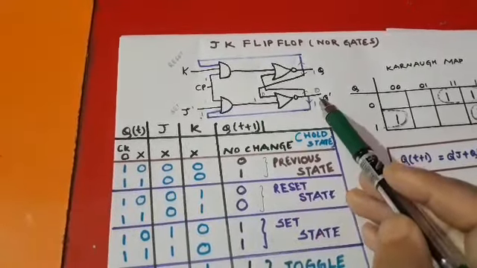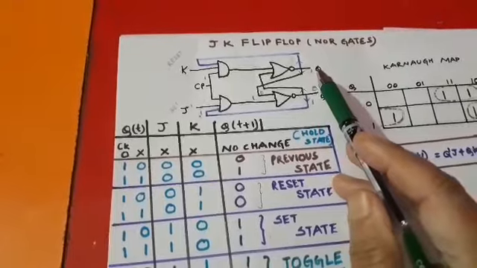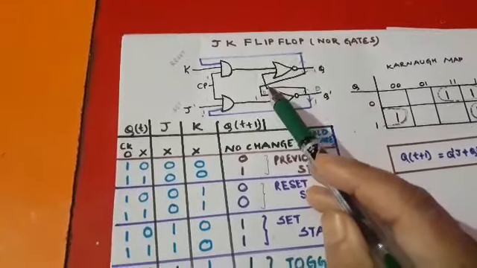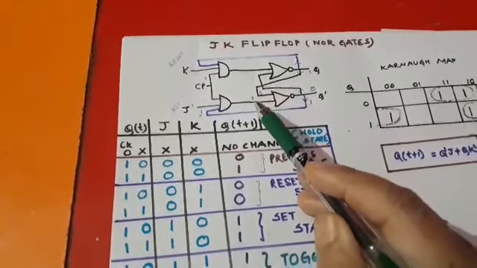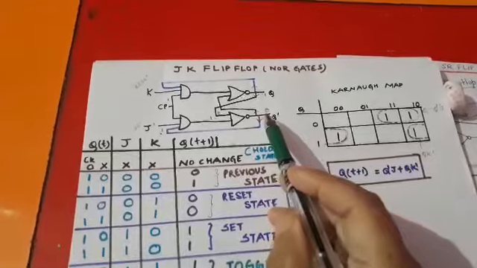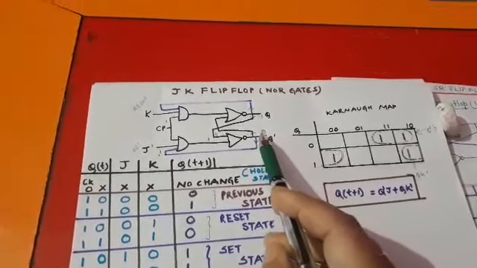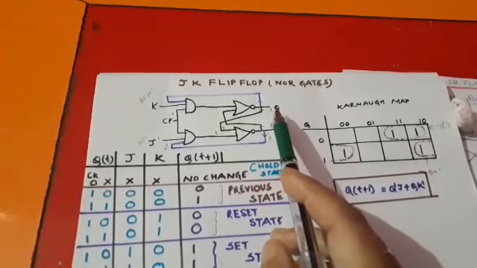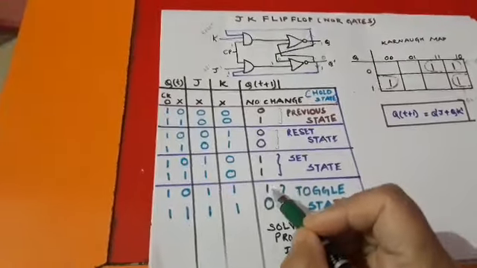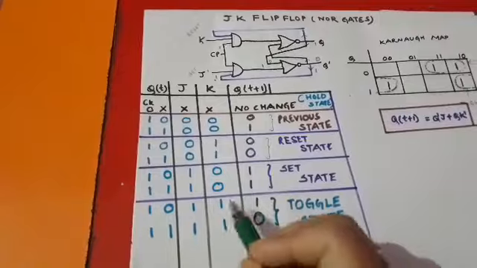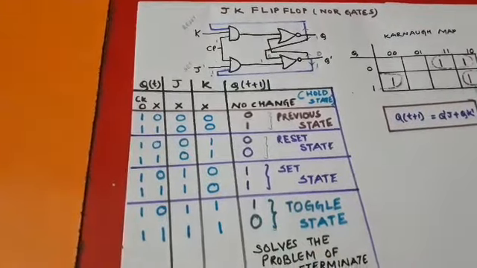Now because Q prime is 1, Q is 0, the reverse. So from this side I am getting 0. One input is 0, the other one is 1, and from the NOR gate we know it is equal to 0. So the output of that gate is 0, but that is Q prime. If Q prime is 0, Q will be equal to 1. So that is what we write here: 0, 1, 1 will give us 1.